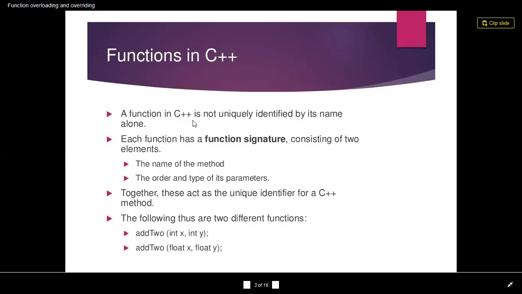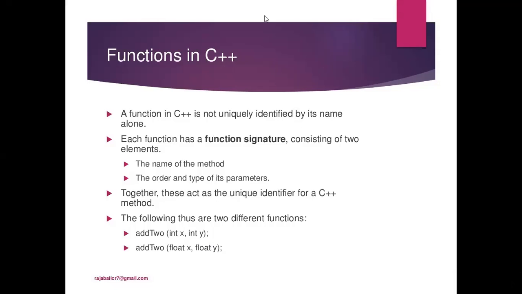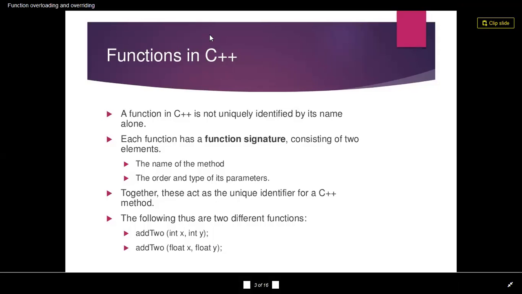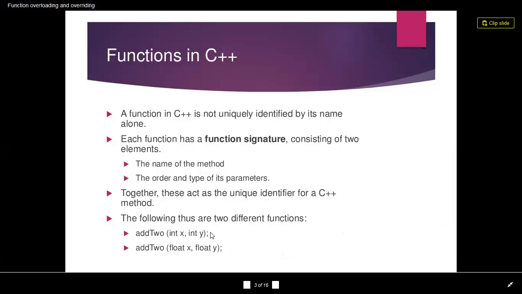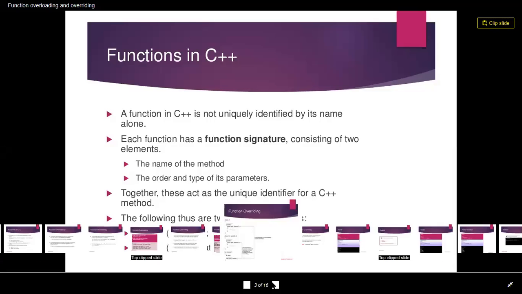So a function in C++ is not uniquely identified by its name alone. In C programming, we could identify a function only by its name, because for a name, only one function was allowed. But in C++, for the same name, we can have multiple functions. We also sometimes call them methods. So by combining the function signature and function name, we can identify a function.